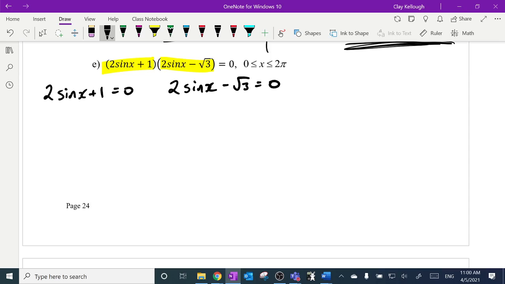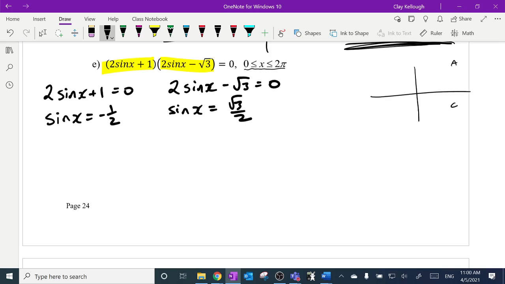Okay, so now, what kind of answers do they want? They want radians. Should I expect to need my calculator for this one? No, because I know when the sine of x is negative 1/2, and I know when the sine of x is root 3 over 2. So I'm going to find those two places. When is the sine of x 1/2? When is the y value 1/2? What family are we in?